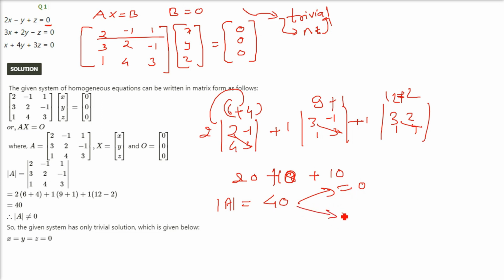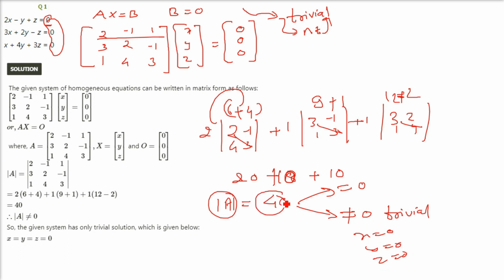What if the determinant of A is equal to 0? When it is equal to 0, we'll follow some other way, which we'll cover in the next discussion. But right now, there is a simple thing. If the determinant of A is not equal to 0, that means we have a trivial solution: X is 0, Y is 0, Z is 0, trivial solution.